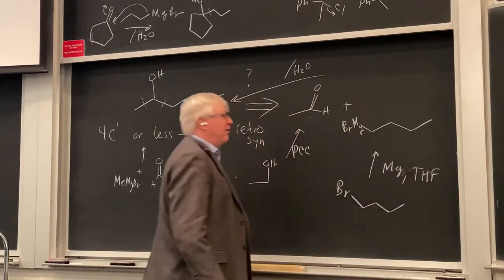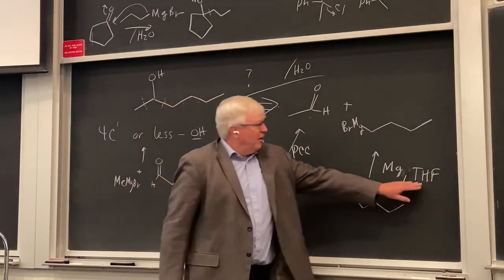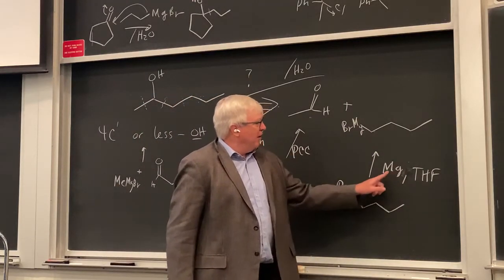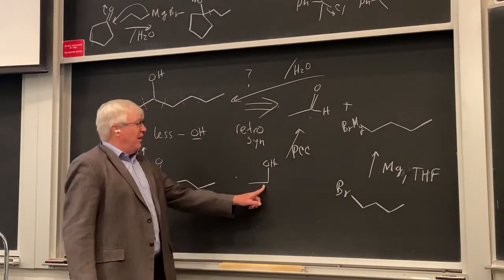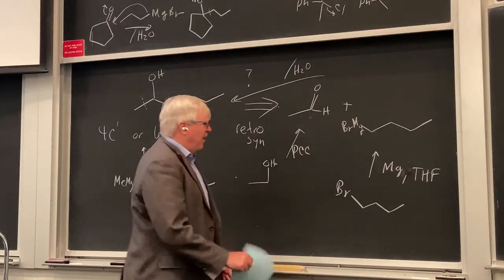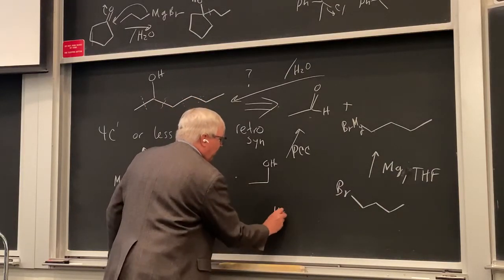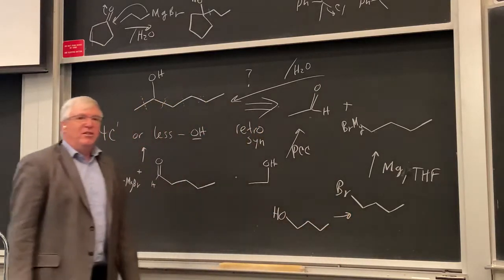Sometimes we specify the solvent there. It can't be water or an alcohol. It has to be an inert polar aprotic solvent there. So magnesium would insert and make that. Okay, that maps back to an alcohol, 4 carbons or less. What about this one though? That's not an alcohol. How do we make that from the alcohol? So we'd have to make it from this. There's a couple ways to do that.